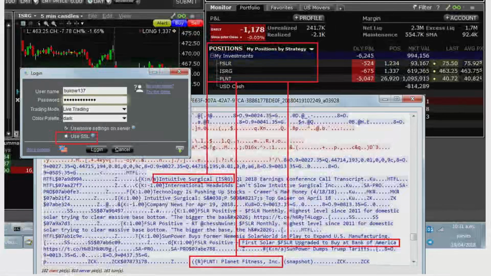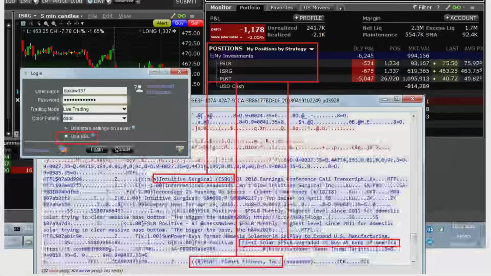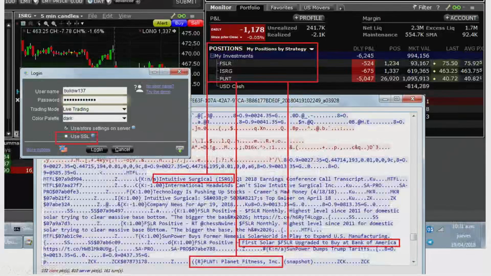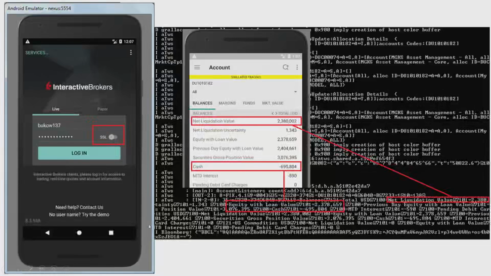Here we see another example of my positions, which is my portfolio. It should be secret, right? But still, it's being sent over this protocol, partially unencrypted.